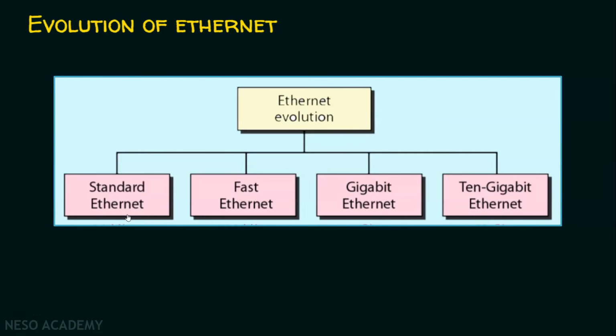Now let's see the evolution of Ethernet. Initially it was standard Ethernet, then came the fast Ethernet, then came the gigabit Ethernet. Now we have 10 gigabit Ethernet, even 100 gigabit Ethernet. The standard Ethernet speeds up to 10 megabits per second. Fast Ethernet speeds up to 100 megabits per second. Gigabit Ethernet speeds up to 1 gigabit per second. And 10 gigabit Ethernet speeds up to 10 gigabits per second. 100 gigabit per second Ethernet and more. And that's the evolution of Ethernet.